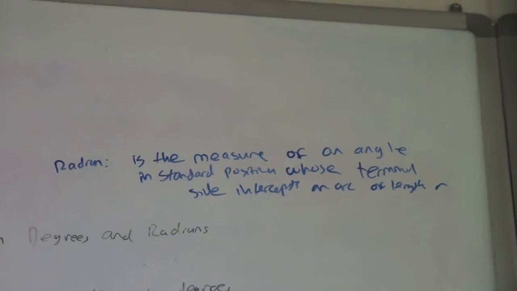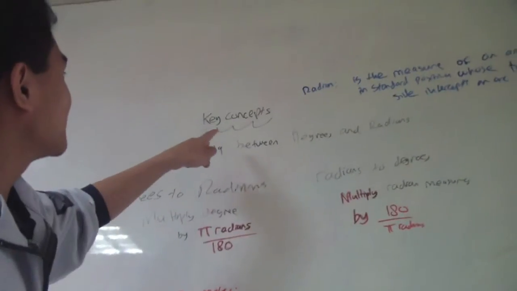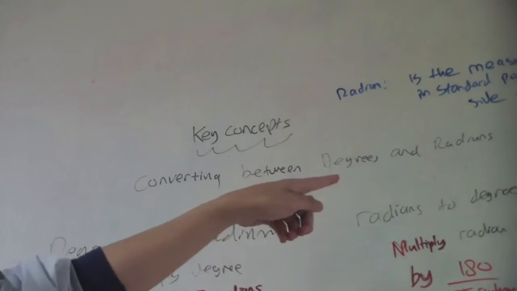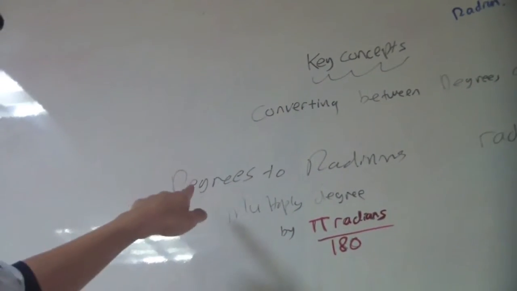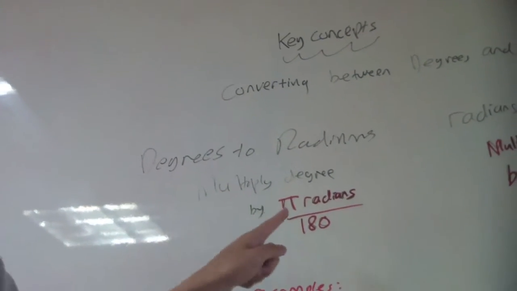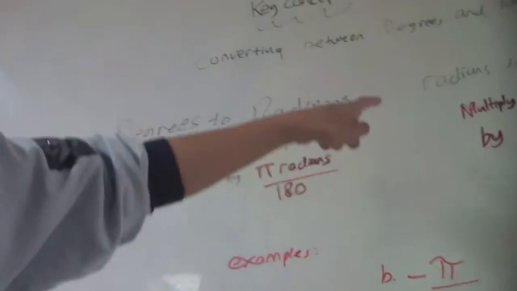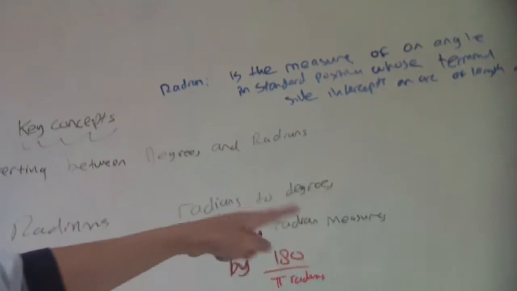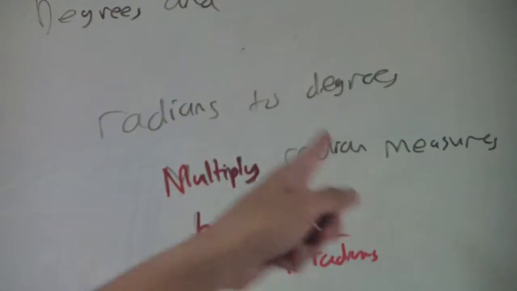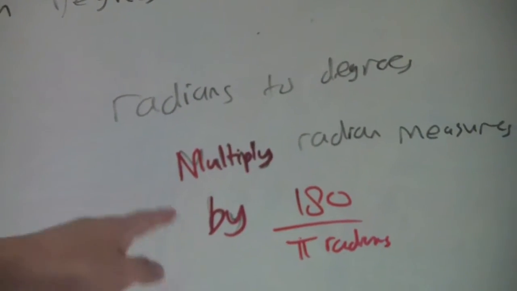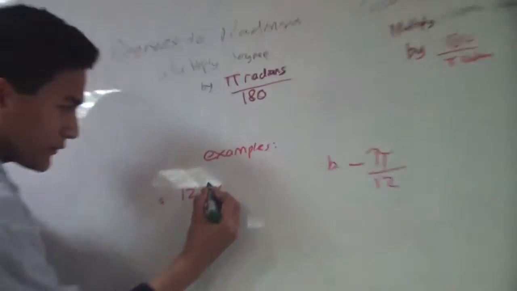A radian is the measure of an angle in standard position whose terminal side intercepts an arc of length r. This section is about converting between radians and degrees. If you want to convert degrees to radians, you multiply the degree by pi divided by 180. If you want to convert radians to degrees, you multiply the radian measure by 180 divided by pi.